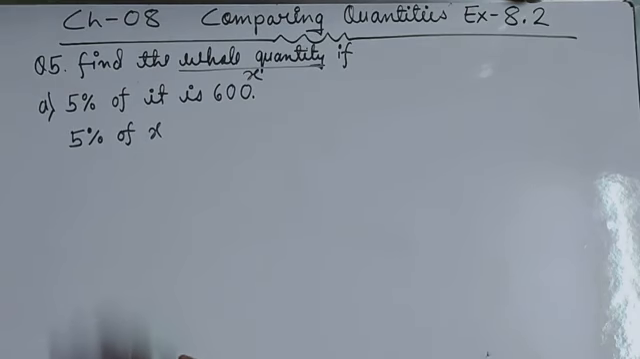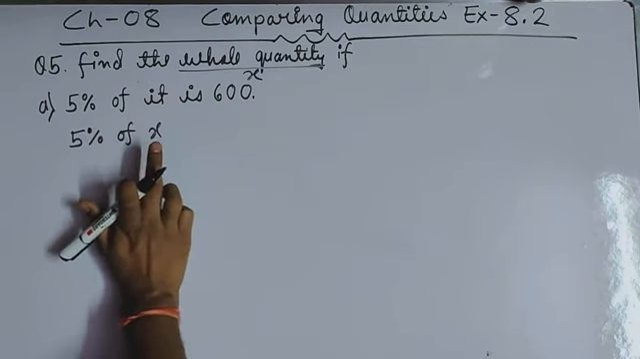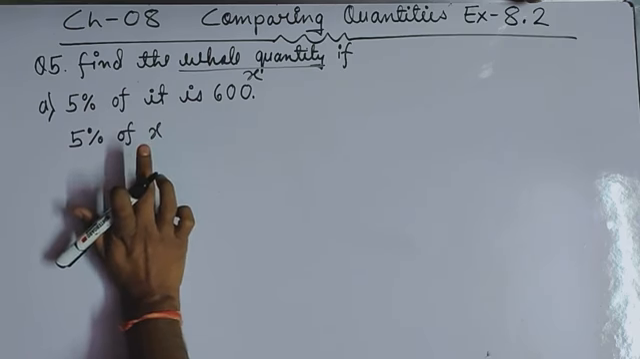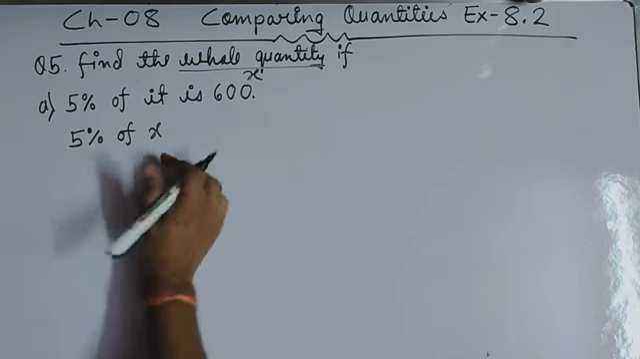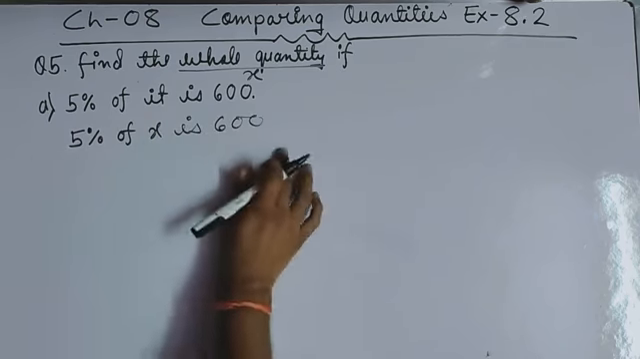I will not write down that let the whole quantity be X. You should know that this represents the whole quantity, and that whole quantity is X. That is, you have to find it out, it is unknown to you. So 5% of X is 600. This is given to you. Now we will convert this statement into a mathematical expression.